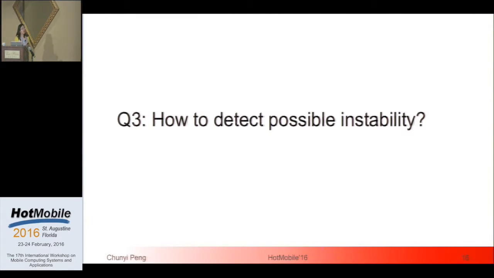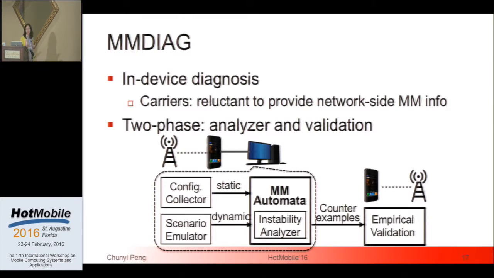Our idea is that in the real world, users may suffer from instability, and we wonder in what cases. For this purpose, we devised a tool called the Mobility Management Dialog. I want to emphasize that this is an in-device tool, so it will not count on the carrier network information. We make this choice because in reality the carriers are not willing to share their network information with end users. That's why we developed the in-device tool.